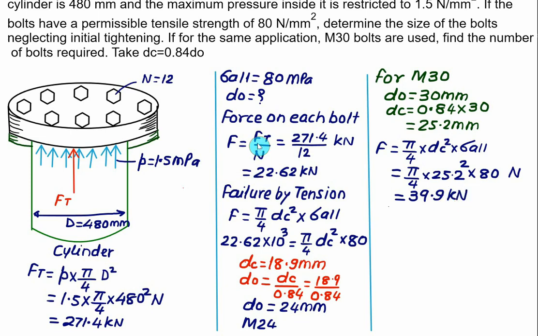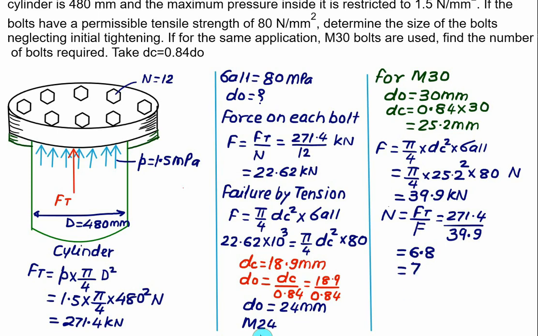And finally, to find out the number of bolts, we have number of bolts is equal to the total force exerted due to pressure divided by the force carried by each bolt. Ft value we have already found is 271.4 divided by F is equal to 39.9. You have to take the next integer number. Exact answer is 6.8, but we can't use 6.8, so you have to use 7 bolts.